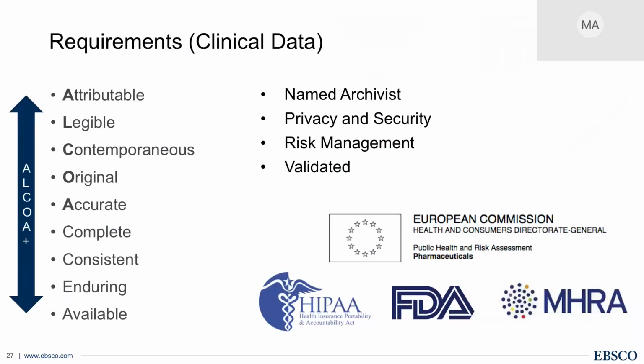And along with things like ALCOA, there are often associated requirements that an organization has to meet. So, for example, having an identified individual responsible for making this happen, so a designated archivist. Meeting requirements for privacy and security, such as HIPAA, and using risk management to ensure the approach taken is proportionate to the importance of the content being managed. And often that all has to be done in a way that can be validated and audited.